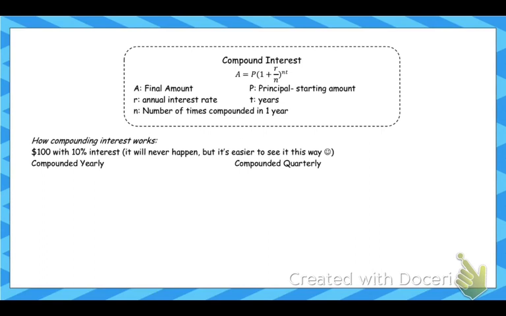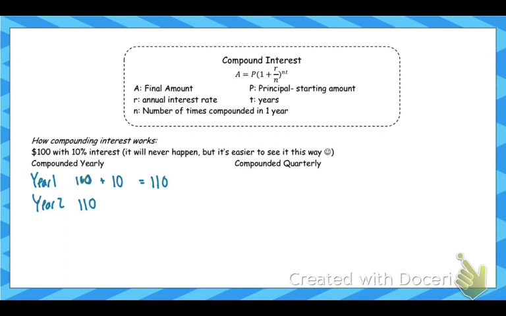So if you have $100 and you get 10% interest yearly, so year one, you start with $100. You would get 10% interest, which would give you at the end of the year $110. Well, in year two, you would have $110.